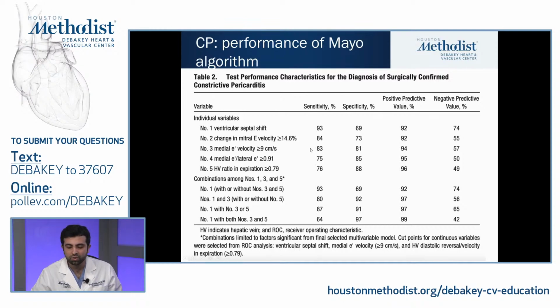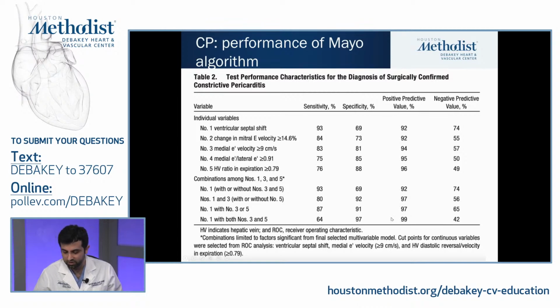But you have to look for E prime velocity on the medial side being normal or supranormal, and the change in the ratio. And if you combine those first three, the septal shift, medial E prime being supranormal, and the hepatic vein flow reversals in diastole, you can achieve very good accuracy, and positive predictive values are here.